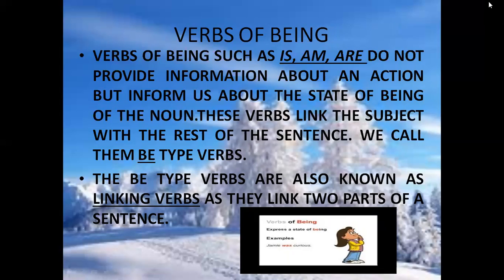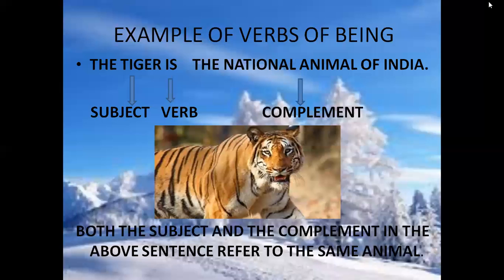The be-type verbs are also known as linking verbs as they link two parts of a sentence. Linking verbs do not show any action. Just keep in mind that linking verbs link the subject of a sentence to a word or a phrase that gives information about the subject. The tiger is the national animal of India. Both the subject and the complement in the above sentence refer to the same animal.